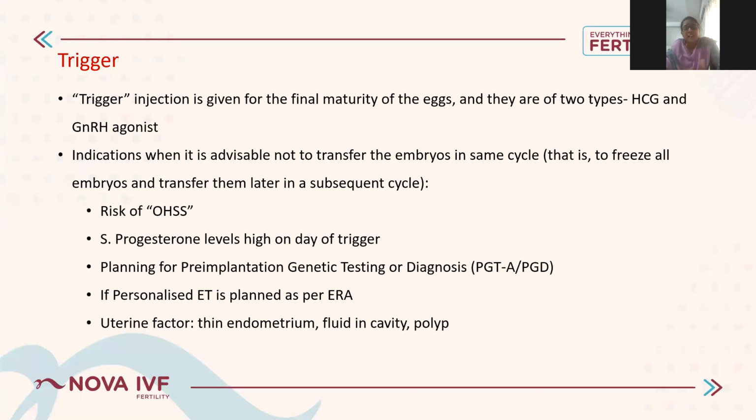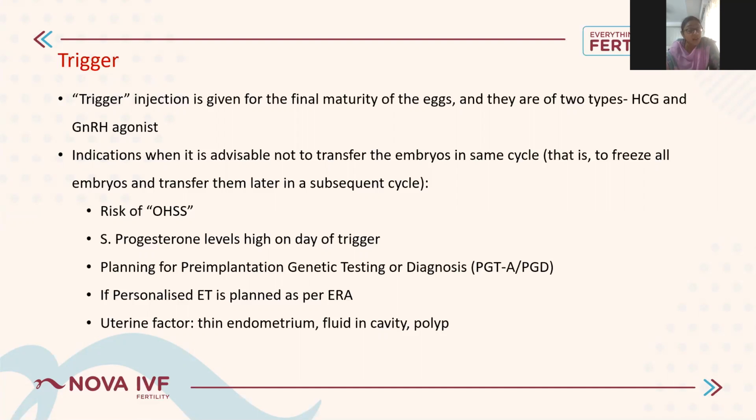So what are the factors which will help us to decide whether we will transfer in this cycle or we will do a frozen embryo transfer? Suppose your ovaries we are stimulating and we get many number of eggs, like suppose 20, 25, and we are scared of a complication of ovarian hyperstimulation. So we give a GnRH agonist trigger to you. So at that time, to prevent the complications, we will decide to transfer in the next cycle, not the fresh transfer, but a frozen embryo transfer.